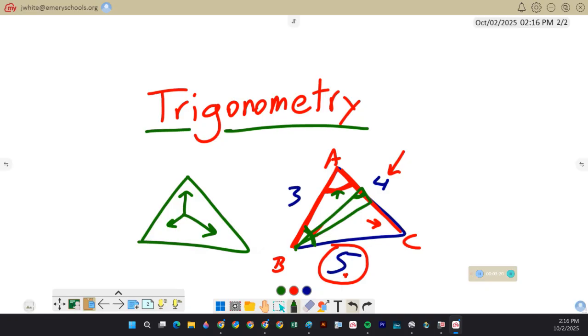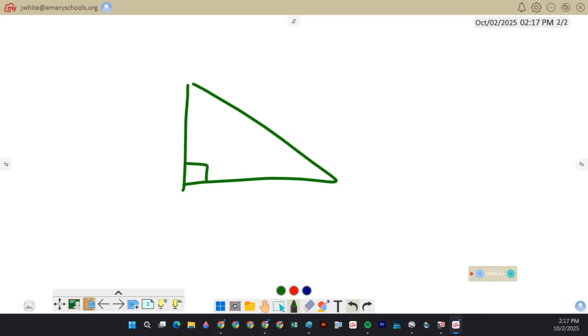Now, trigonometry applies to all triangles. But in this class, your sophomore year, we're only going to look at right triangles. That's sort of where everybody starts. Okay. So, take really good notes of this, because like I said, this is really strange. So draw this right triangle and label it A, B, and C.